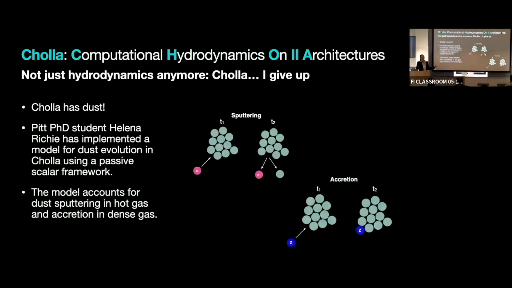All right, I'll show one more thing. It's the fun thing about having students, right? They start doing things and then you can show what they're doing. I have another PhD student, Helena Richie. She's been implementing a dust model into Cholla, starting with sputtering, right? You hit a dust grain with an electron and you start to ablate it. And accretion, where you can stick metals onto dust grains. This uses our existing passive scalar framework, but we're planning to expand it potentially to include other mechanisms, shattering, coagulation, whatever you might like.